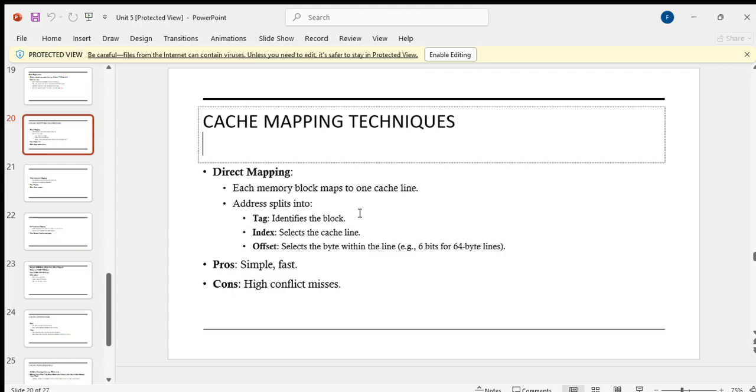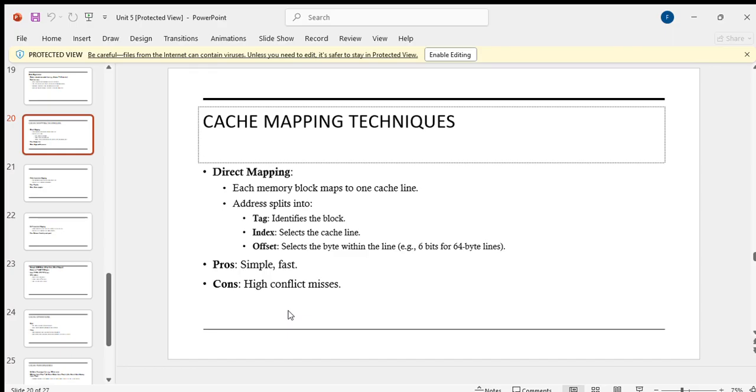What do we mean by the pros? The importance of direct mapping: it's simple and fast. That one is straightforward. There's no stress in doing it, and it's easy to implement in hardware with very little logic.